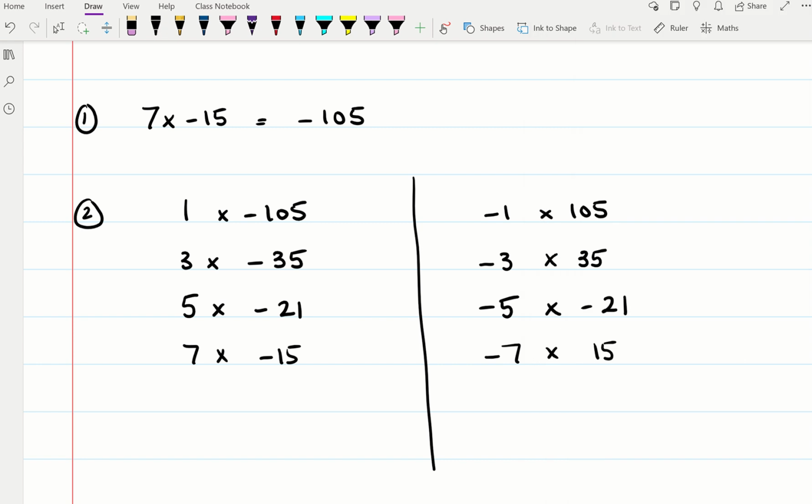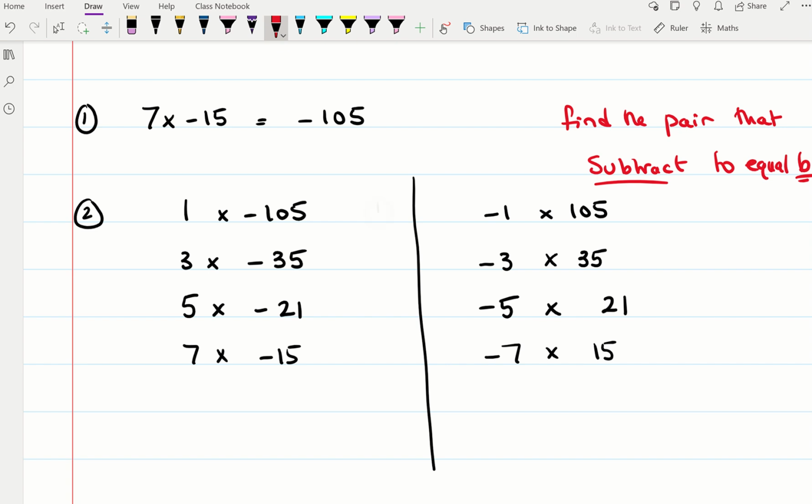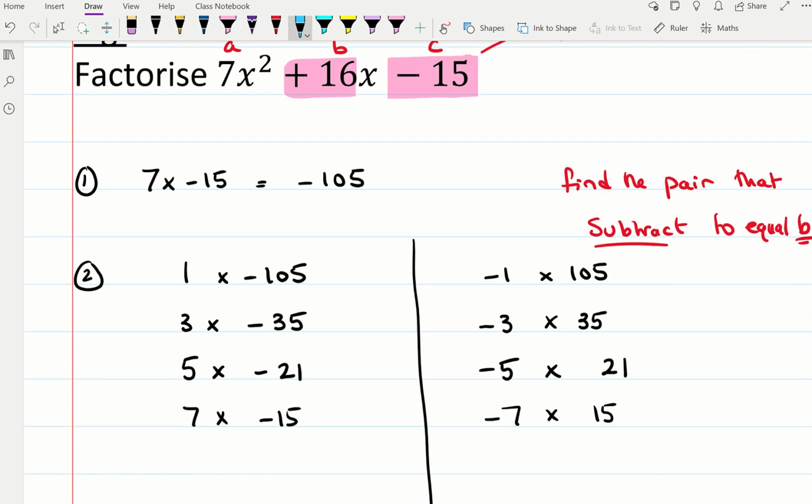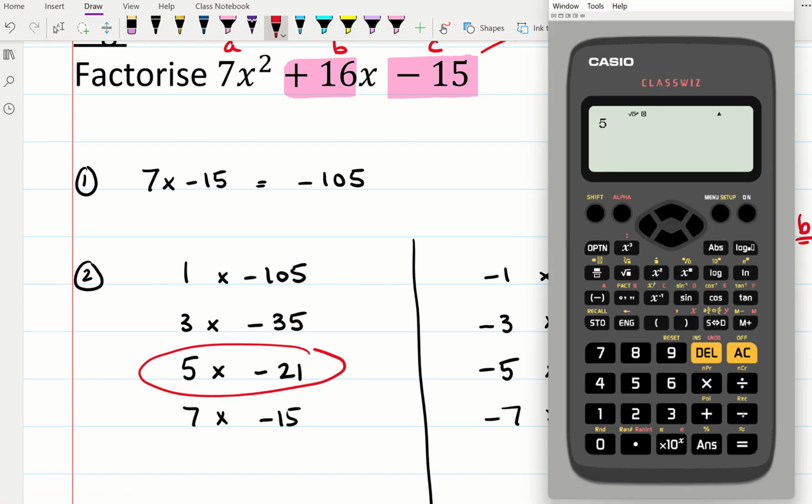And this time it's going to be finding the pair that subtract. Okay, so find the pair that subtract to equal B. And B is a positive 16. So if you try this one, for example, you will get 5 minus 21, which is a negative 16.